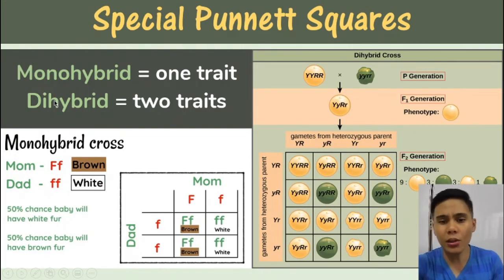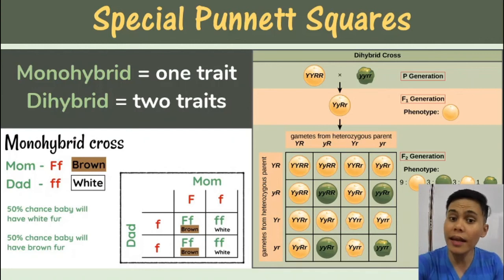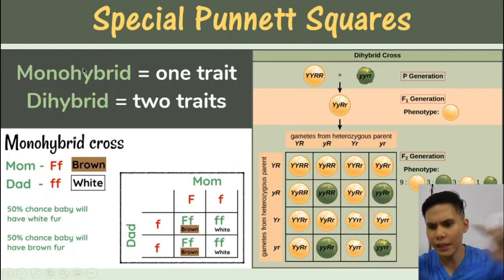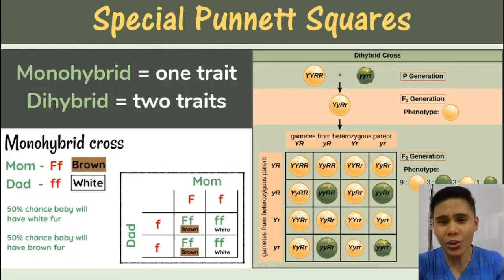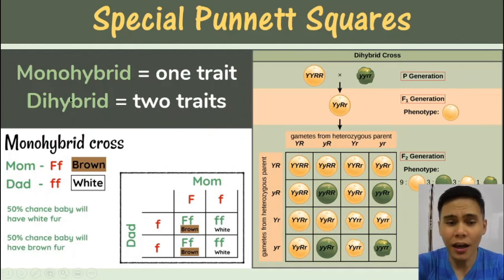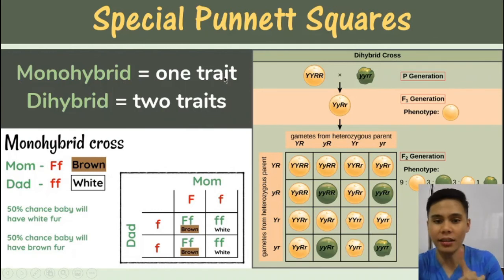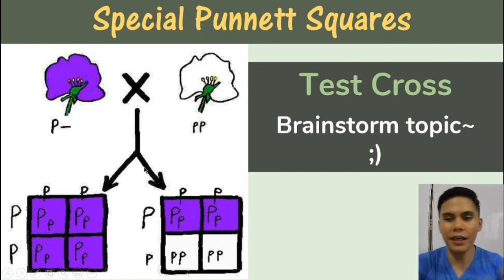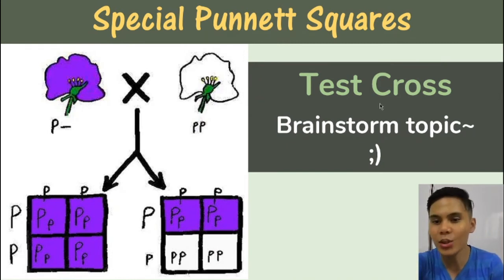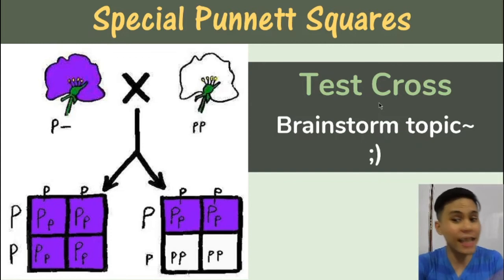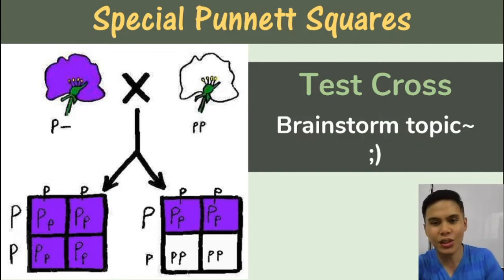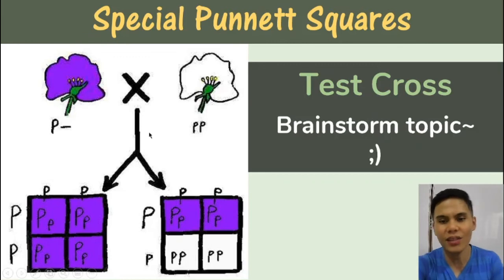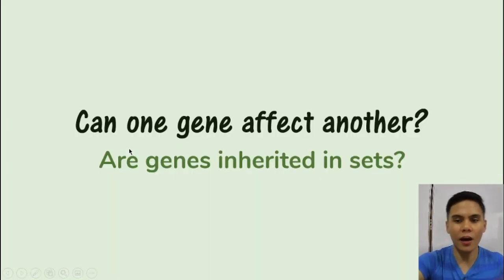Now there are special Punnett squares, like the monohybrid cross, which means 1 trait. Mono means 1 and hybrid means a cross, or a Punnett square. Dihybrid, on the other hand, crosses 2 traits, which we'll discuss later on. So again, monohybrid, just 1 gene. Dihybrid is 2 genes. Okay. Now another special Punnett square is the test cross. I won't explain that because that's going to be part of your brainstorm topic. But this image shows you the basics of a test cross. So I'll let you guys discover that in your brainstorm discussion.